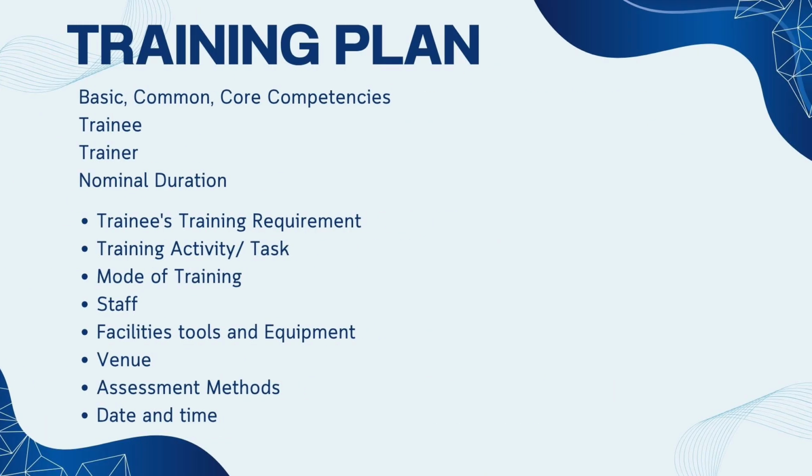In this activity, the training plan from respondent 1 to 10, the purpose is to identify the needs of the trainee, the strengths, and their areas for improvement. It also ensures that each trainee achieves the required competency and will perform well in their assigned tasks in housekeeping. In this training plan, I also include the trainee, who is my respondent, and the trainer, who is me. I also include the nominal duration, and for the activity, the trainee's training requirements, training activity, task, mode of training, staff, facilities, tools and equipment, the venue, assessment methods, and also the date and time of the training.